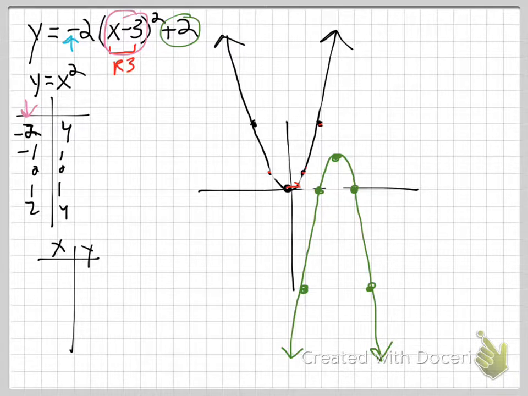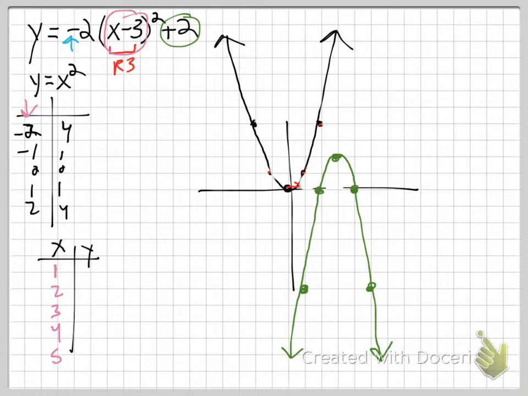How do I move to the right 3? Well, I add 3 to it. So negative 2 is right here. To move to the right 3, I just go 1, 2, 3. So I'm going to do that with all of my values in the table. So negative 2 plus 3 is 1, 2, 3, 4, 5. I've just moved all my x values of my parent function to the right 3.